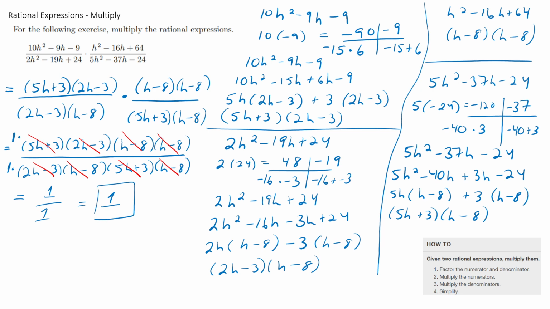So again, when we're multiplying, this is going to be just like we've learned with multiplying fractions. We just have to start by simplifying the numerator and denominator first, and then after we do that, we can multiply straight across and then cancel common factors.